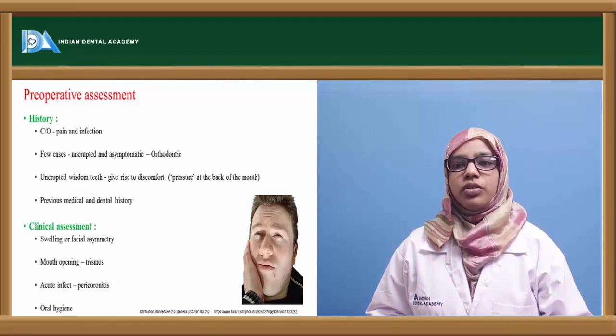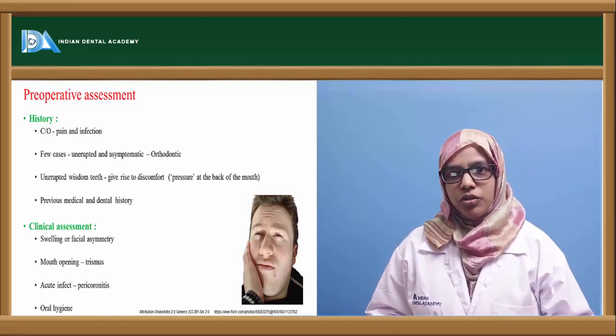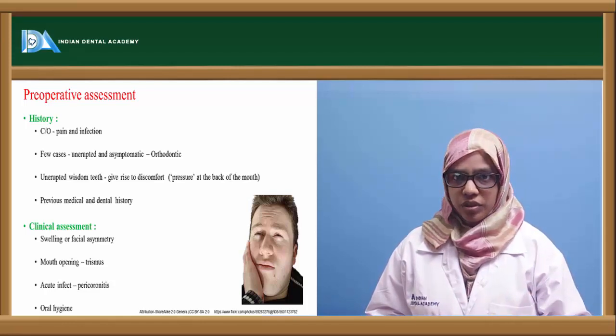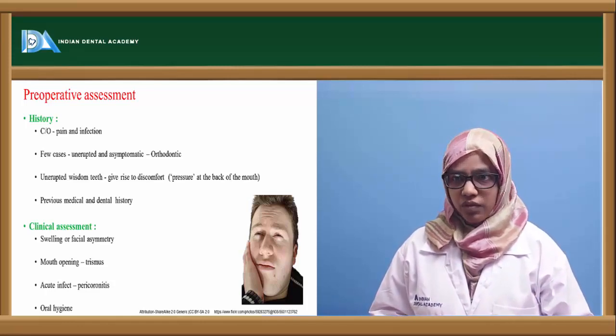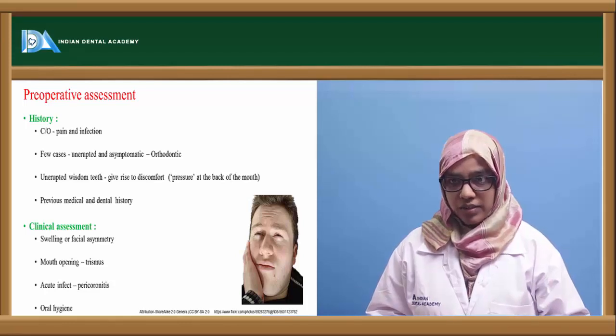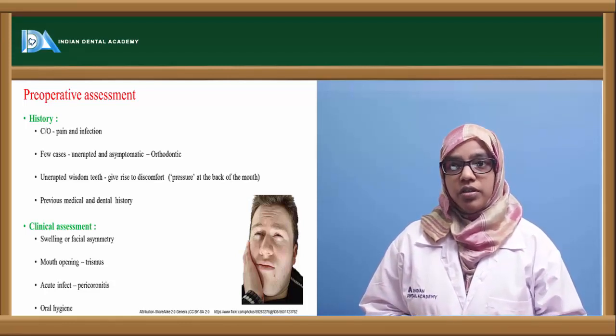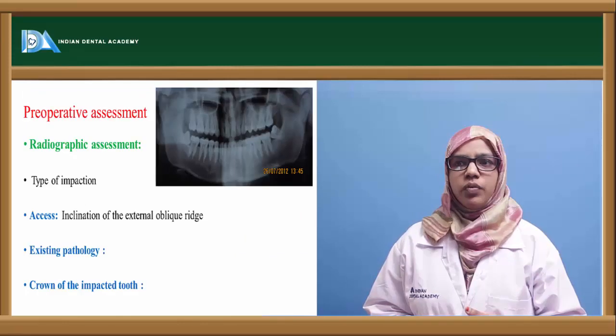After history, we move on to the clinical assessment. In the patient, you will see swelling or facial asymmetry. The mouth opening will be restricted. There will be trismus because of the pericoronitis. And there will be a pocket distal to the second molar, and oral hygiene will be very poor.